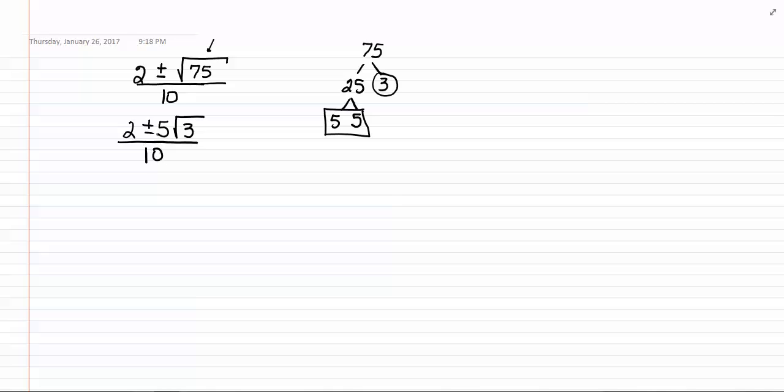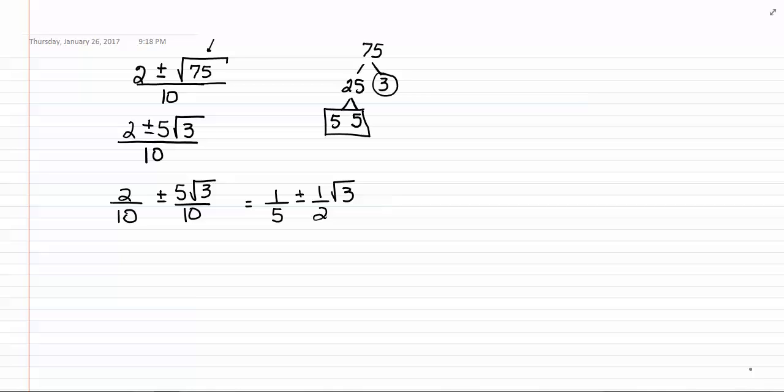Now when I reduce this down, I can break this one fraction up into 2 as long as they have the same denominator. This is 2 tenths plus or minus 5 radical 3 tenths, or 5 tenths radical 3, and then reduce each of those fractions down. So 2 tenths reduces to 1/5, 5 tenths reduces to 1/2.